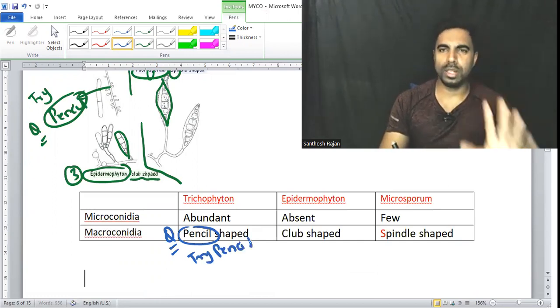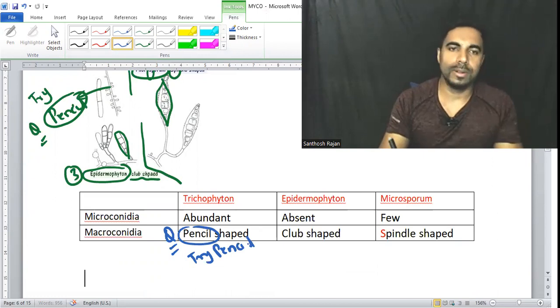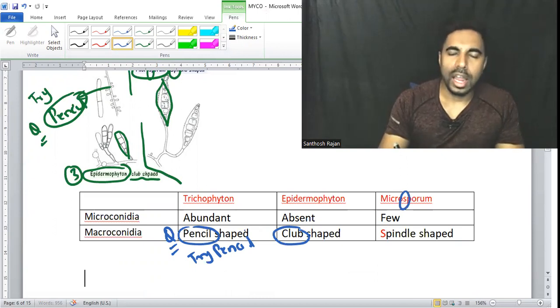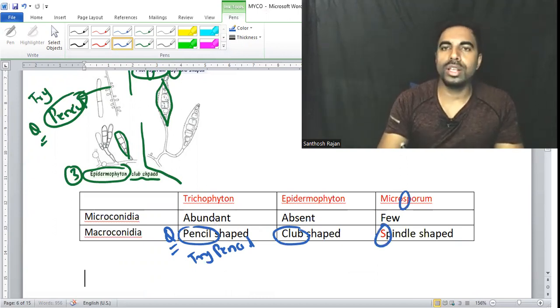Tri-pencil. Epidermophyton is club-shaped. You have to remember. Microsporum is spindle-shaped. And this is one thing: microconidia is abundant in Trichophyton.